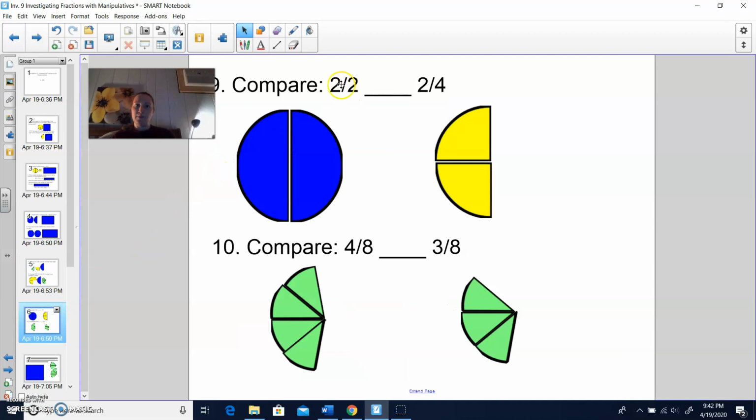Okay, number 9, compare 2 halves to 2/4. So here I have 2 halves, and here I have 2/4. Which of these is the greater amount? If this was a pizza, would you rather have 2 halves or 2/4? I think you would rather have the 2 halves. That is the greater piece. Okay, number 10, compare 4/8 to 3/8. So here we have 4/8, and here we have 3/8, and which one of those is larger?